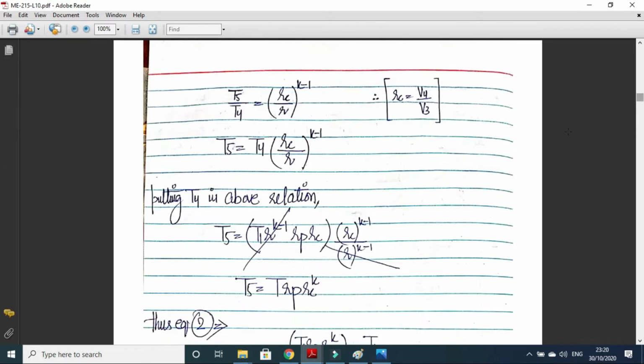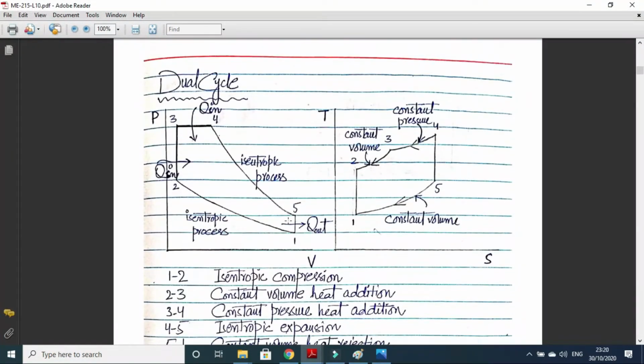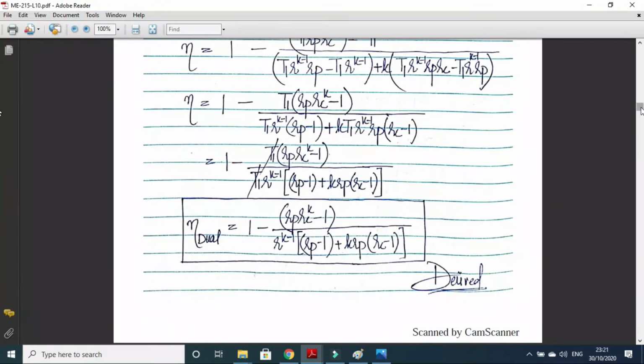If you look at the PV diagram, from 2 to 3 there will be no work done because it is a constant volume heat addition process, so the moving boundary work will be 0. From 3 to 4 we will have the moving boundary work, where pressure P3 will be equal to P4. So P3 (V4 minus V3) plus (P4 V4 minus P5 V5) divided by K minus 1, minus (P2 V2 minus P1 V1) divided by K minus 1. So this is the expression, and you can do it by yourself as well.